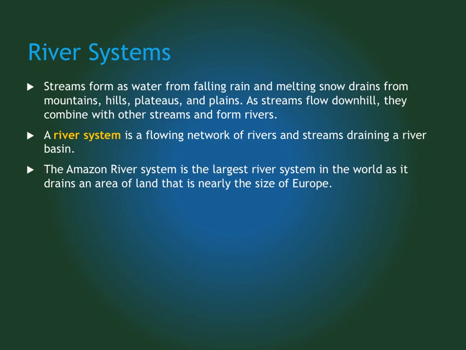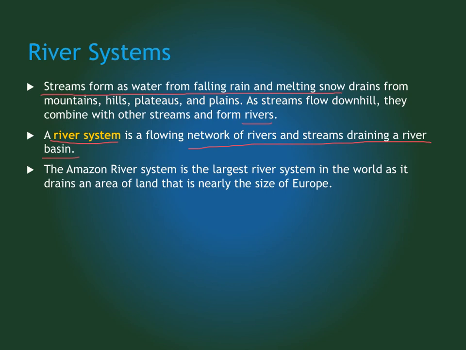Some main forms of surface water are rivers. Rivers have played a huge role in human society. Streams from the rivers, as well as melting snow, drain the mountains, eventually combine, and form rivers. A river system is a network of rivers and streams that drain an area. They call it a river basin, but it drains this big, large area.